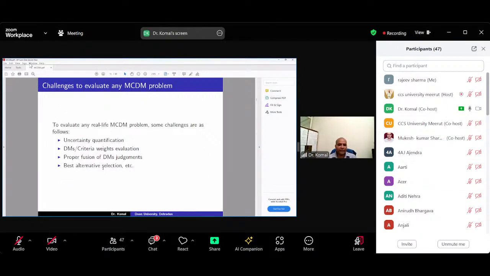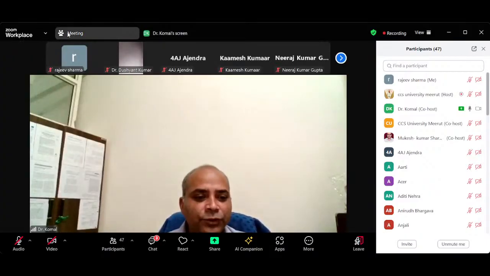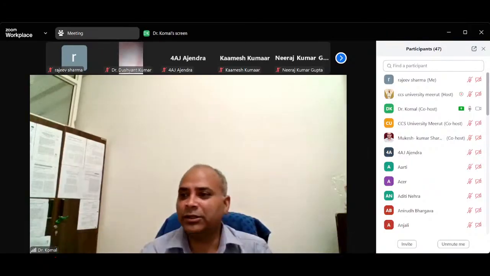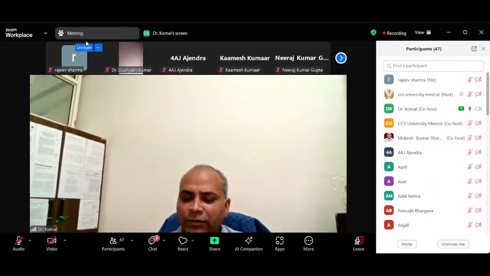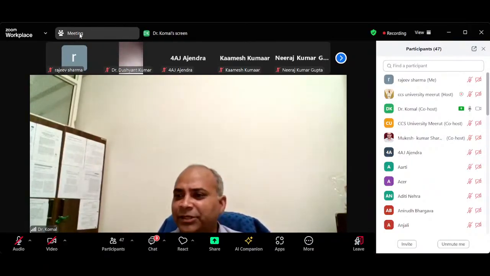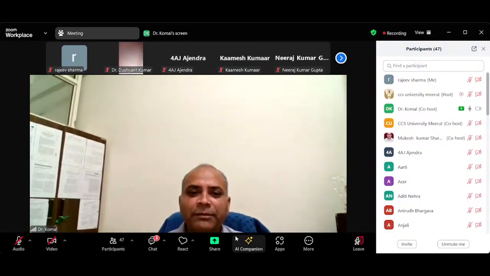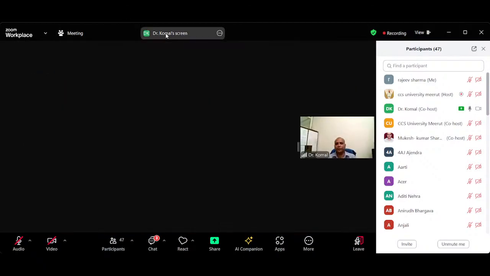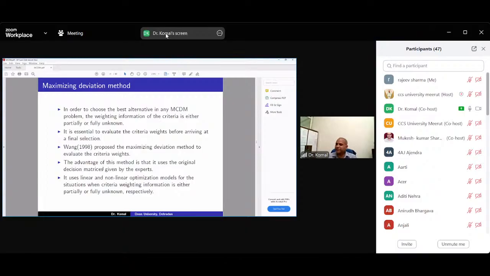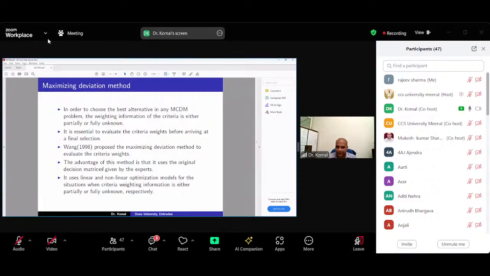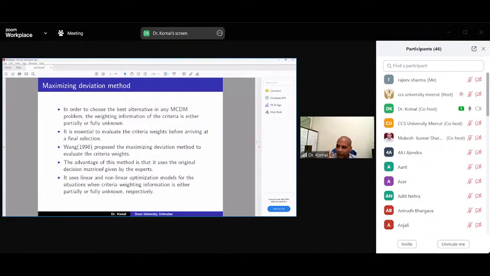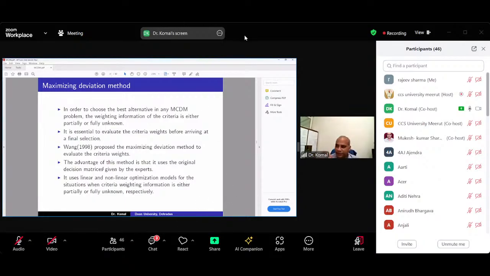The second difficulty is the DM's criteria weight evaluation. Here I have already shown you certain approaches you can use to find out the weights. One is an optimization model. Here I am using the maximizing deviation method, which is an optimization model based method, to find out the weights of criteria. So my aim is to find out the criteria weights with the help of the maximizing deviation method.